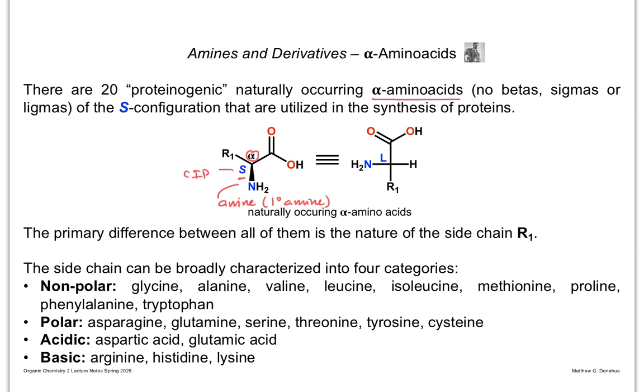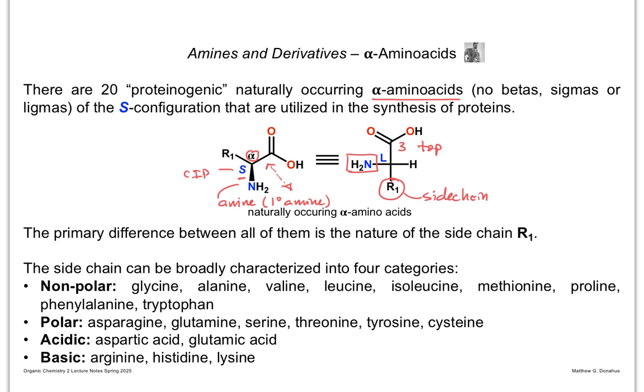And when we look at that from a Fischer projection, where your eye is placed right here, and you convert that, naturally occurring amino acids have the L designation. So that means the amine group is on the left of the Fischer projection. The acid at oxidation state 3 is on the top. And then R1, the side chain, is on the bottom of the Fischer projection.